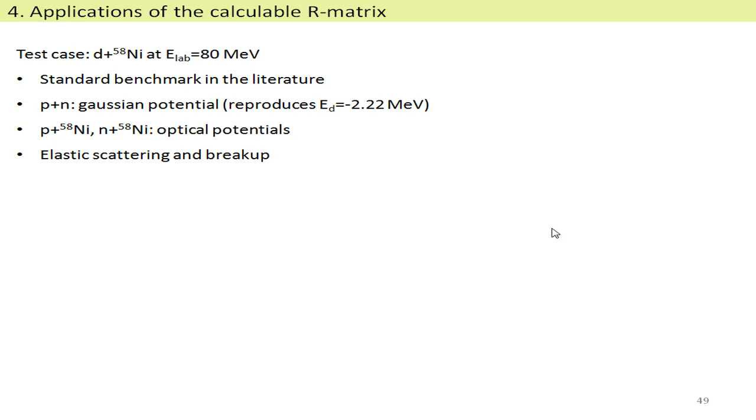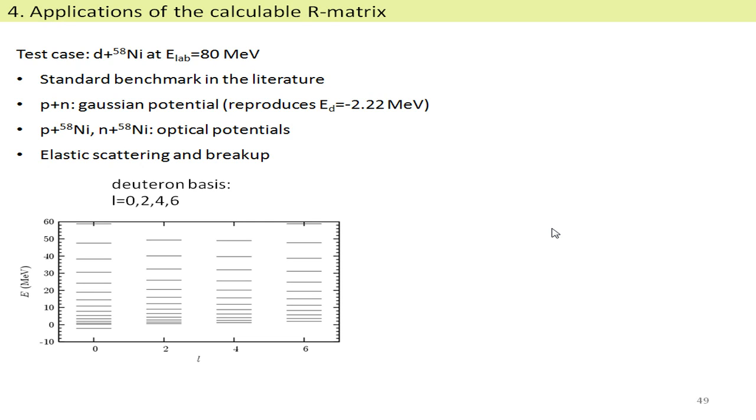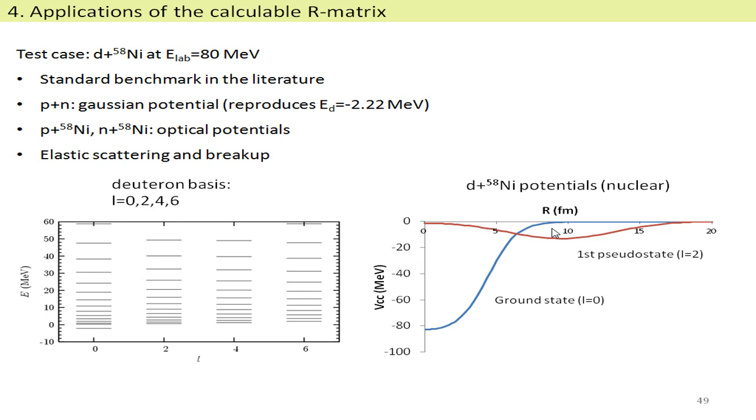So the example I'm going to show you is a standard benchmark in the calculation, and probably this is what you have done as an exercise with Fresco: deuteron plus nickel 58 at 80 MeV. So the pn potential is a Gaussian, reproducing the binding energy, and we use standard optical potentials for nucleon-nickel. The deuteron basis is shown here, and from this deuteron basis we determine the potentials. And these are the different potentials that you will enter into the system.